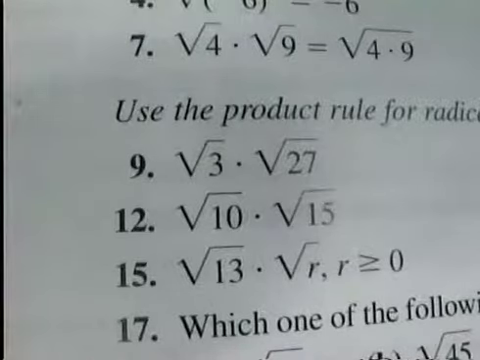I'm going to write the problem there. We're just going to look at different ways that you could simplify that. You're asked to do a product rule. We have the square root of 10 times the square root of 15. Now, directly you could say 150, agreed? But you have to see 150 as what?